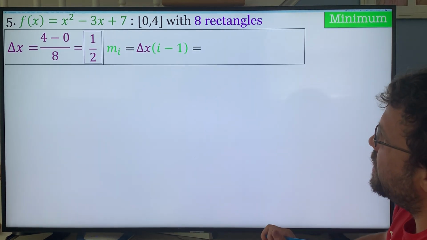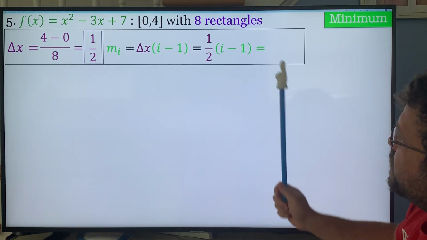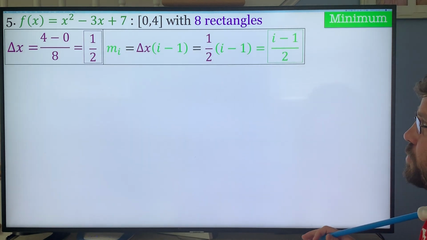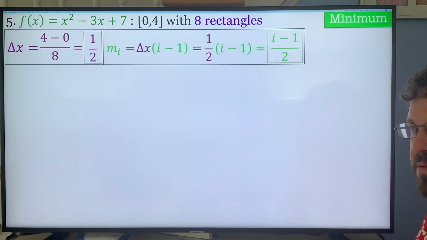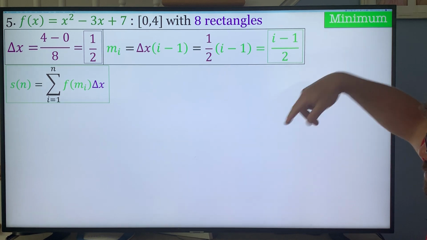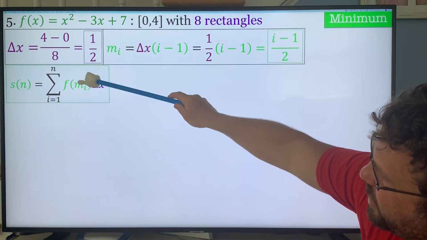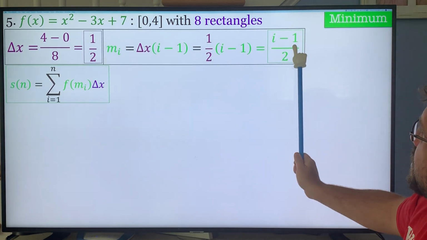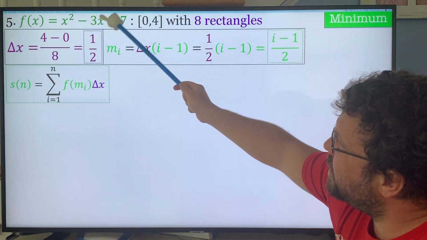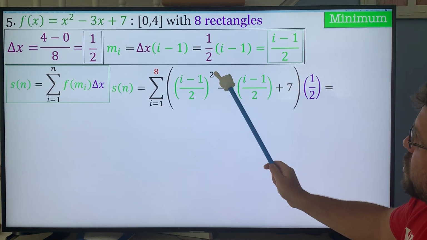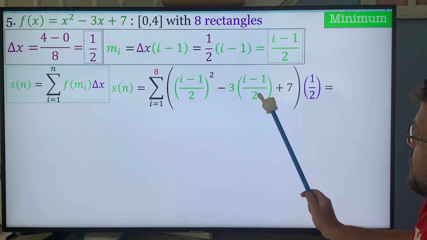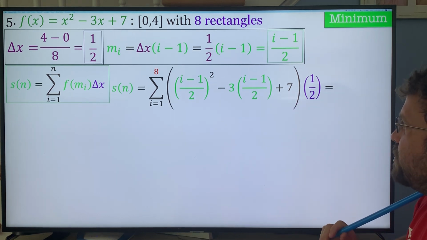Delta x times i minus 1. So 1/2 times i minus 1 is (i minus 1) over 2. You feeling it? You feeling a little better? Use our formula. The sum from i = 1 to n of f(x_i) delta x. Take i minus 1, you're going to plug it in. So (i minus 1) squared minus 3 times (i minus 1) plus 7, times 1/2.